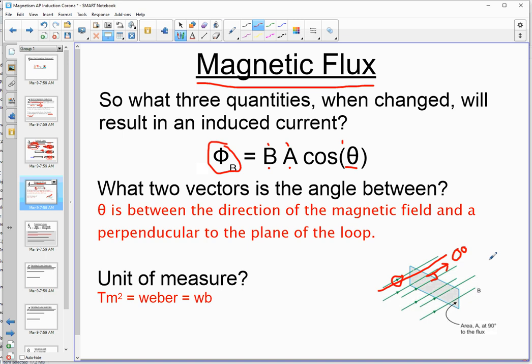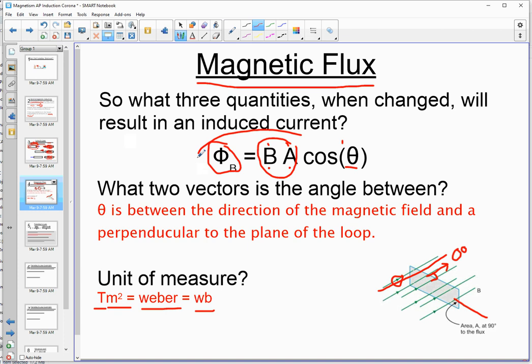You get the most flux when the field lines are perpendicular to the loop. If you were to have field lines parallel to the loop, well, they wouldn't puncture the loop at all, and you wouldn't have any magnetic flux. And if you look at the units here, you're basically going to have magnetic field strength times area, which would be Tesla meters squared, which is given a fancy name. It's given the name a Weber, or Wb.